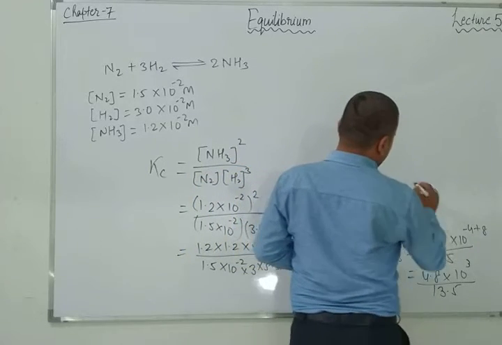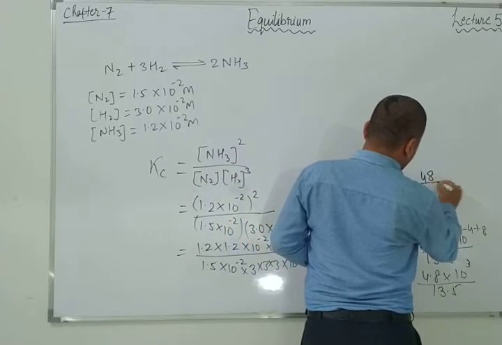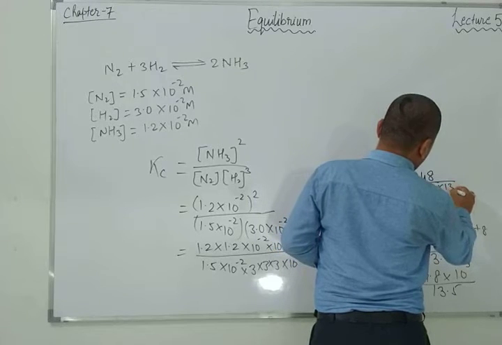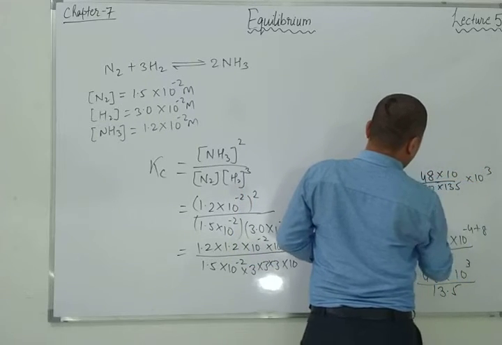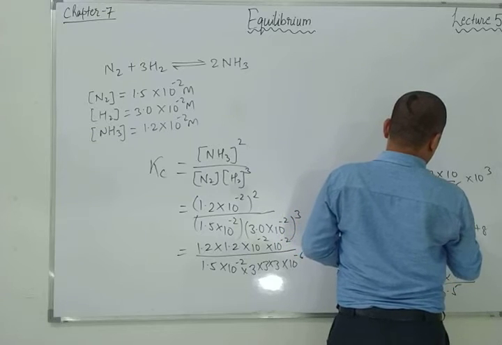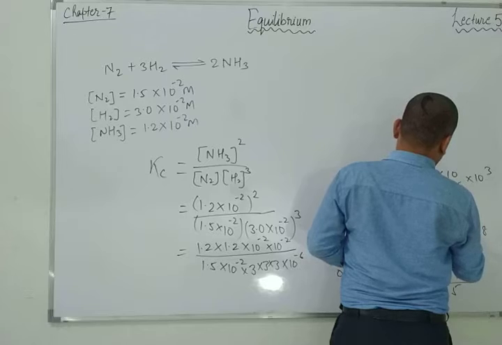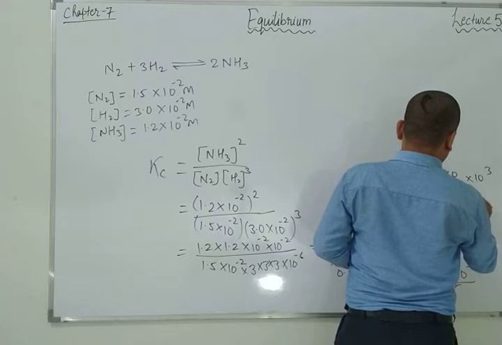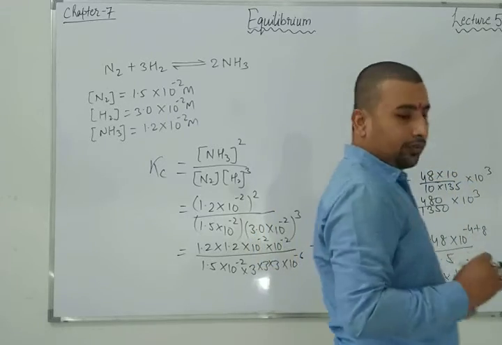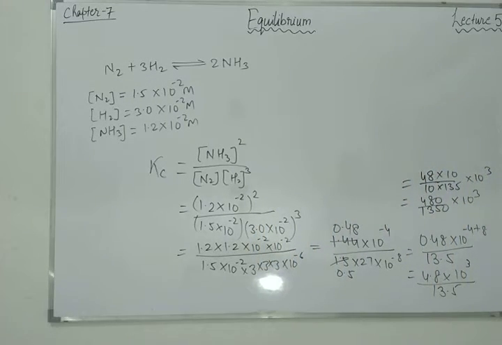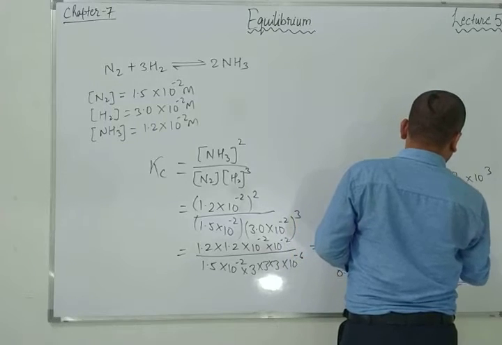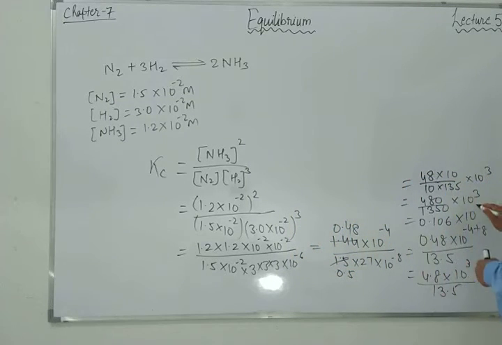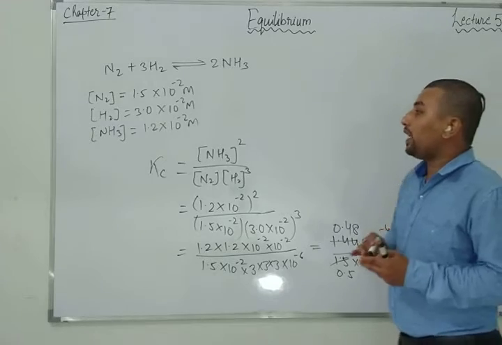Or if you want to do it another way, just see here. 4.8 is 48 by 10, and 13.5 is 135 upon 10, right? So into 10 to the power 3, here 480 upon 1350. If you divide 48 by 135, you get 0.106, then 0.106 into 10 raised to 4, or after dividing, 1.06 into 10 to the power 3. In this way you can calculate the concentration.